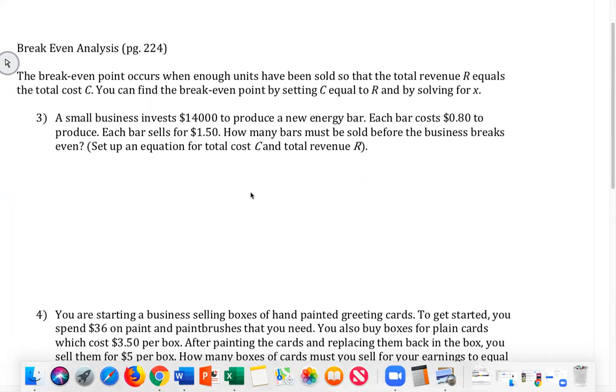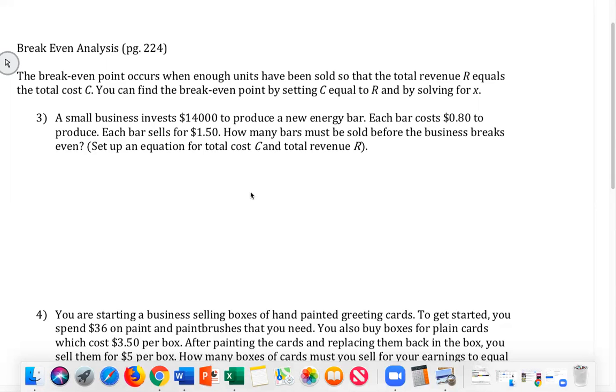Now it's talking about the break-even point, which I talked about earlier. It says the total revenue R equals the total cost C. This is very important in business. It's going to be talking about at what point, or how many of an item, do I have to sell in order to recoup my costs for making those items, because I have to front money. All right, so this is very important.